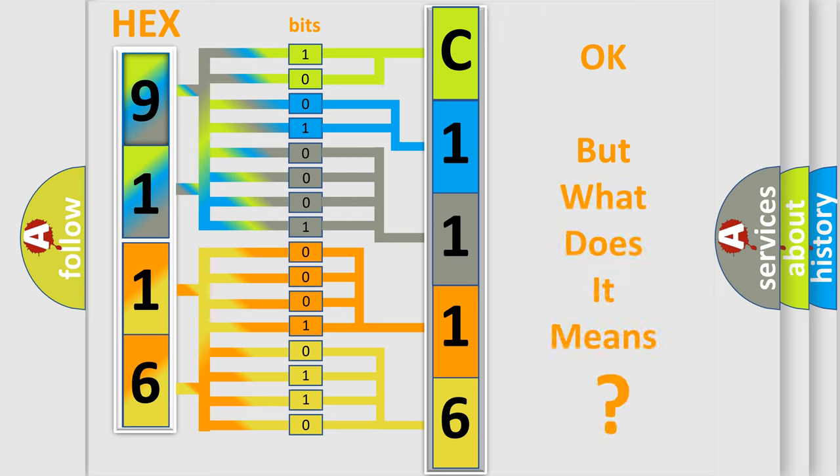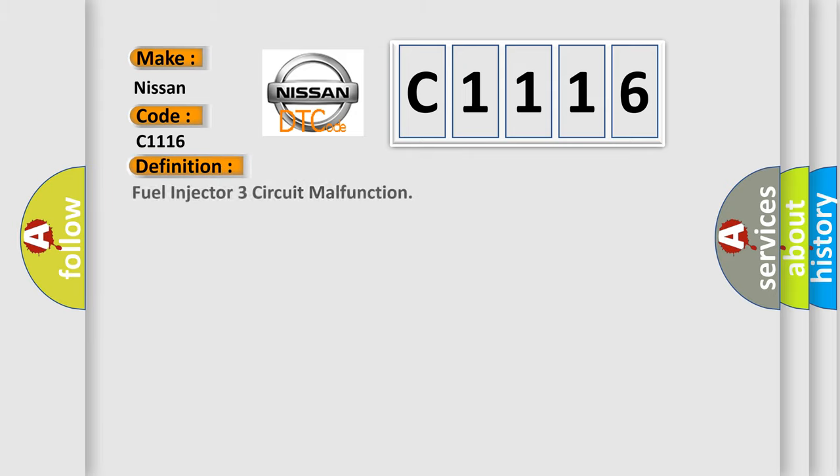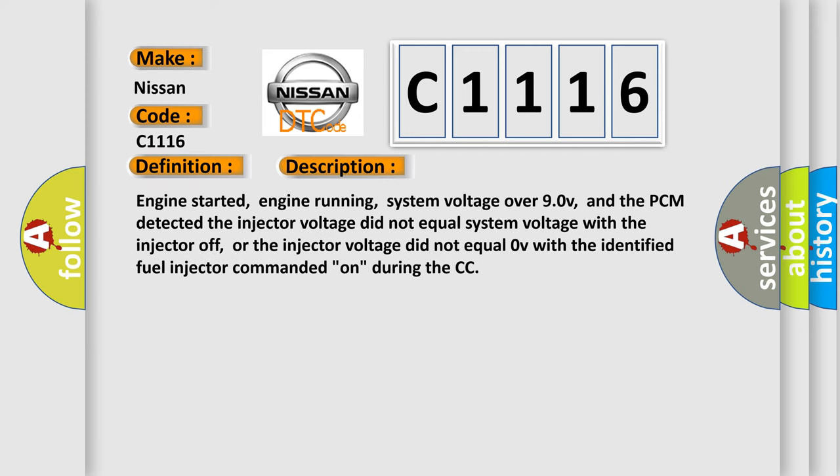The number itself does not make sense to us if we cannot assign information to what it actually expresses. So, what does the Diagnostic Trouble Code C1116 mean specifically for Nissan car manufacturers? The basic definition is fuel injector 3 circuit malfunction. And now this is a short description of this DTC code.